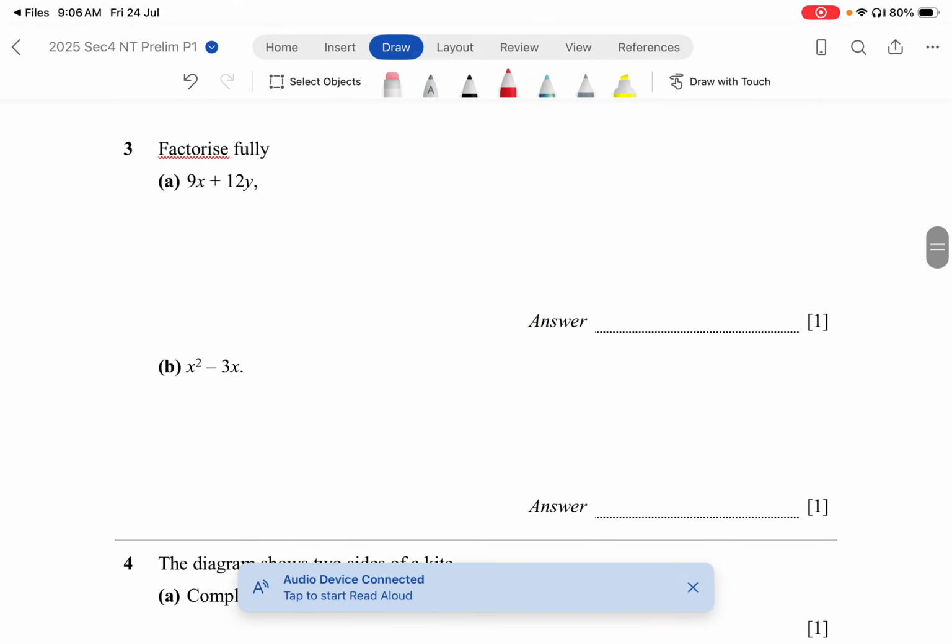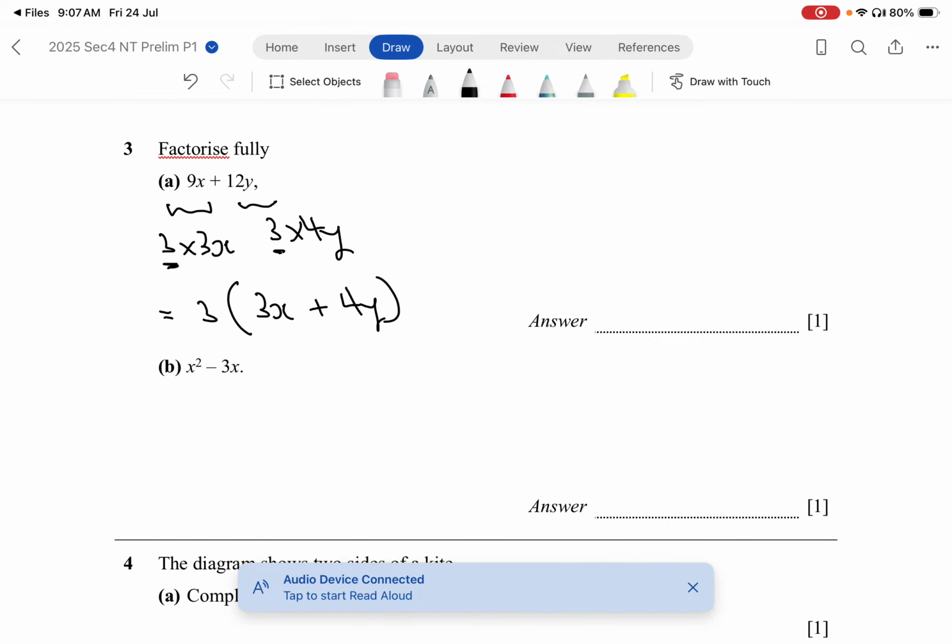Okay, for this. The next one, factorize fully. So 9x is 3 times 3x. 12y is 3 times 4y. The common factor is 3. So factorize fully, take out common factor 3, 3(3x + 4y). That's my answer. See this part.